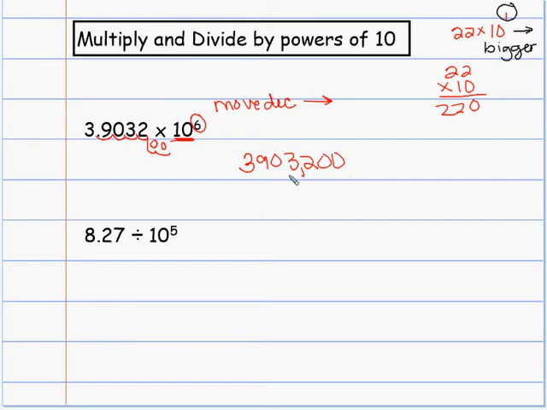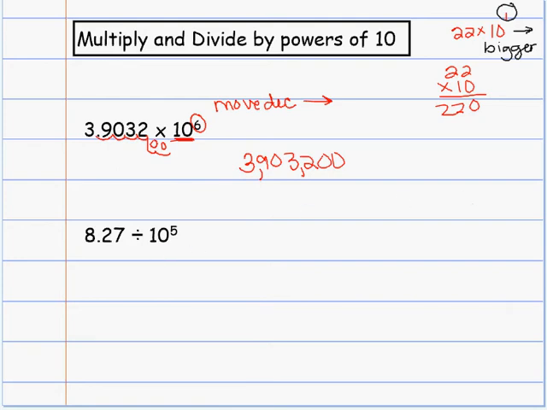3,903,200, and put commas in where it's appropriate. You can double check to make sure you're right, because you could count backwards, starting from this decimal point and go 1, 2, 3, 4, 5, 6. Is that the number you started with, the decimal right here? Yeah.